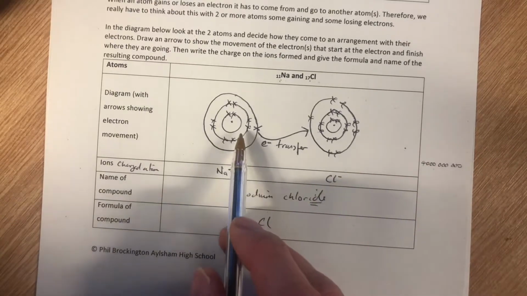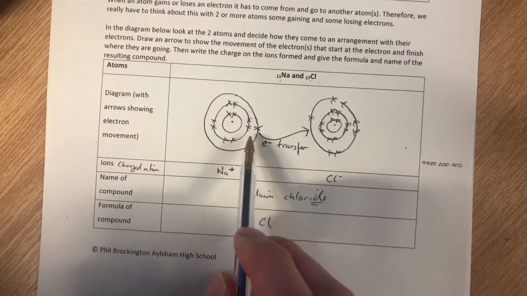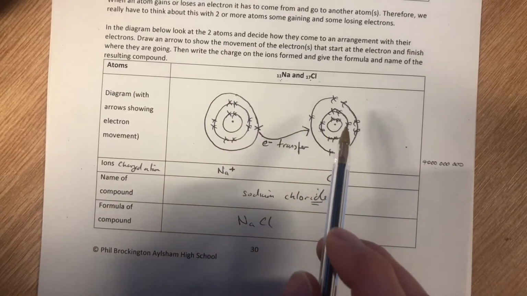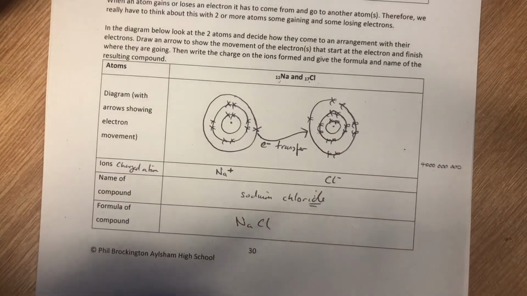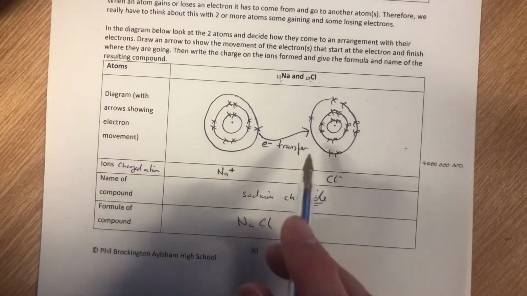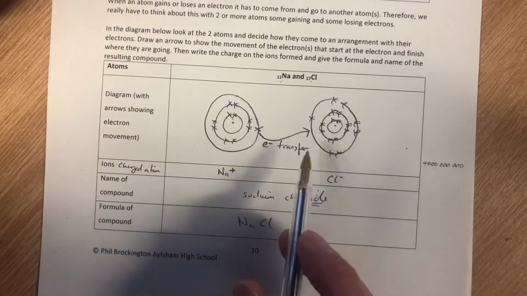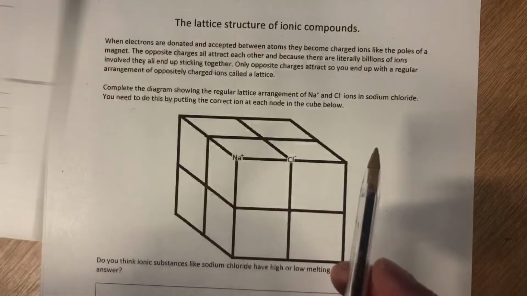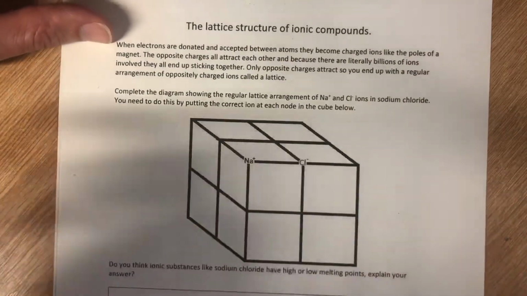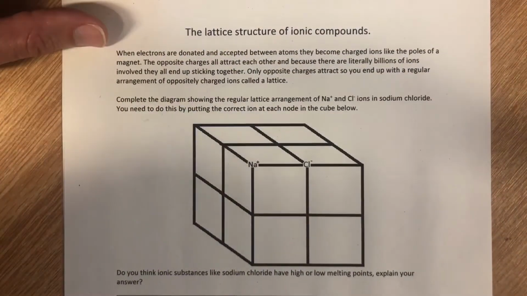So what I'm trying to say is thinking about ionic bonding in terms of one sodium atom giving one electron to one chlorine atom is quite laughable, because even the smallest, most minuscule amount of sodium and chlorine reacting together will be billions of atoms forming billions of ions. So we need to think about this on a bigger scale. And that's where we come on to with this video. We're thinking about some of the physical properties of sodium chloride.